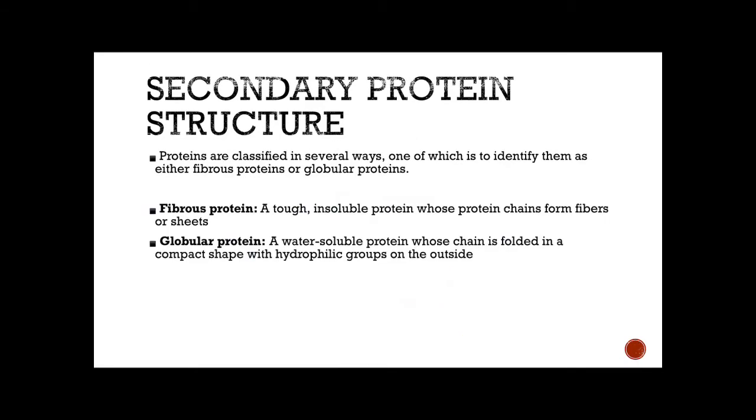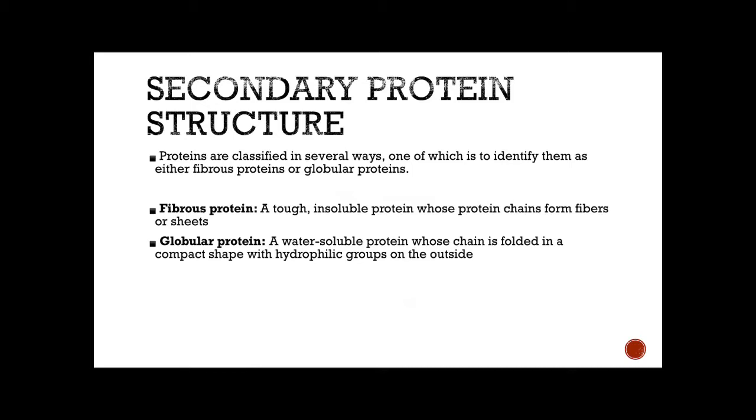Okay, proteins are classified in several ways, and one of them is to identify them as fibrous or globular proteins. Fibrous proteins consist of long, thin, fiber-like shapes. They're typically involved with the structure of cells and tissues. And there are two types of fibrous proteins: alpha keratin or beta keratin. So fibrous proteins can have the alpha helix or the beta sheet structure or arrangement.